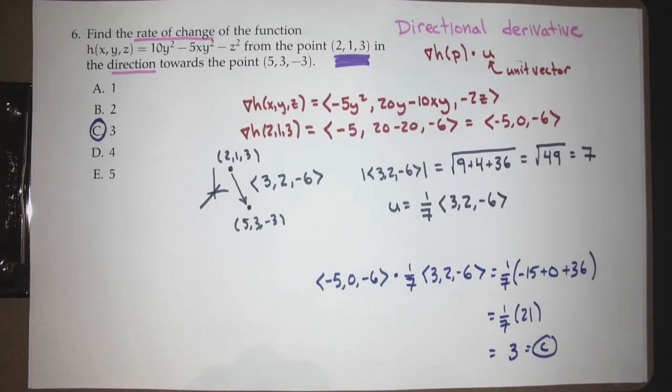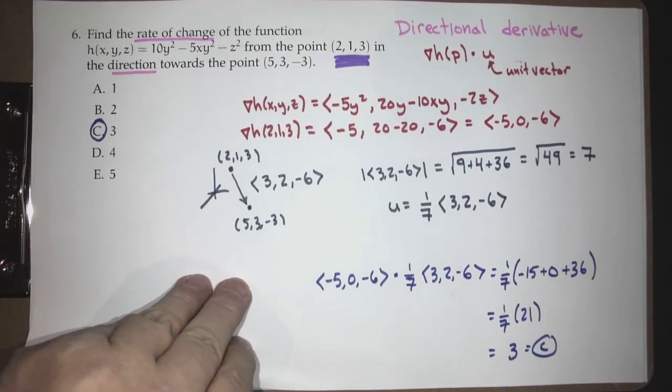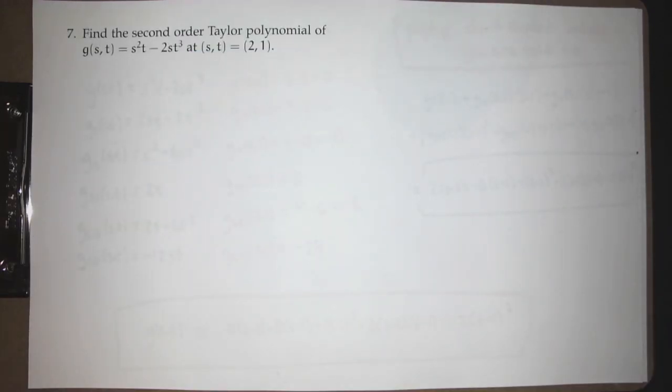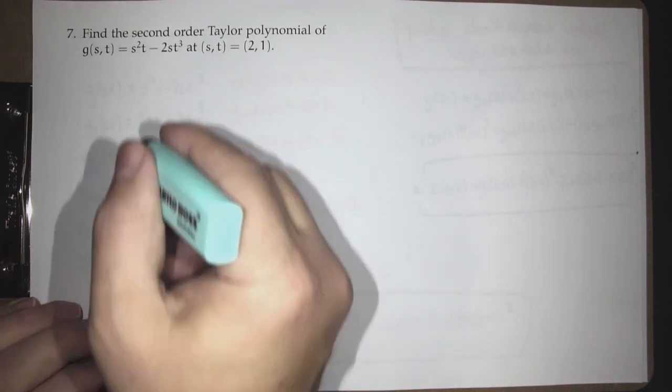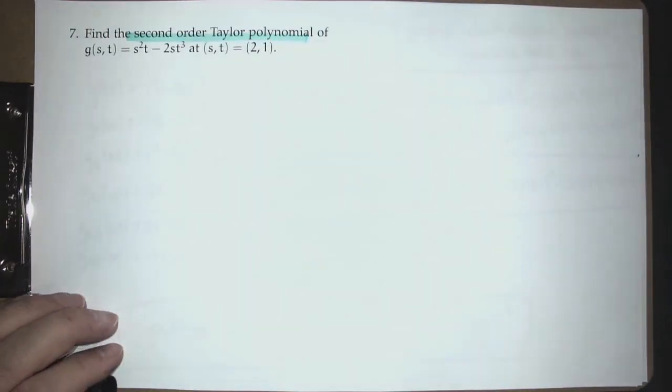Cool. So now we get into the fun ones. Number 7. Find the second order Taylor polynomial of the function g(s,t) equals s squared t minus 2st cubed at the point 2, 1. Okay, well, I think we'll still ask this question. What kind of problem is this? Yeah, second order Taylor polynomial. How do we know it? Because they are very blunt. And they say, thou shalt do a second order Taylor polynomial.